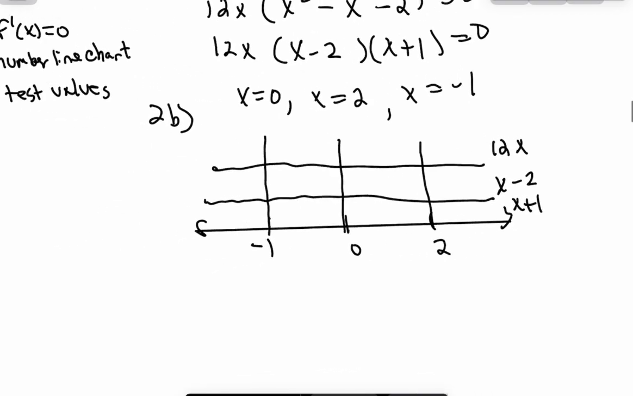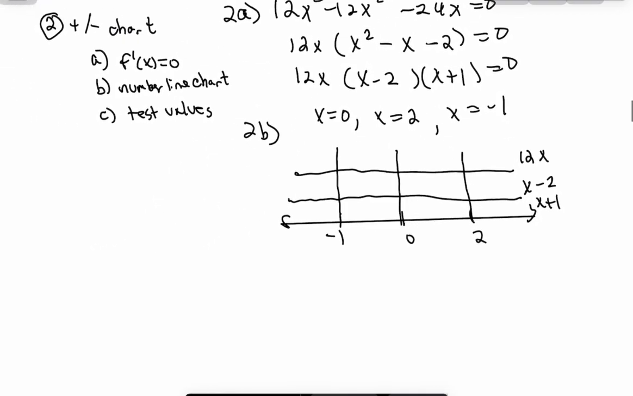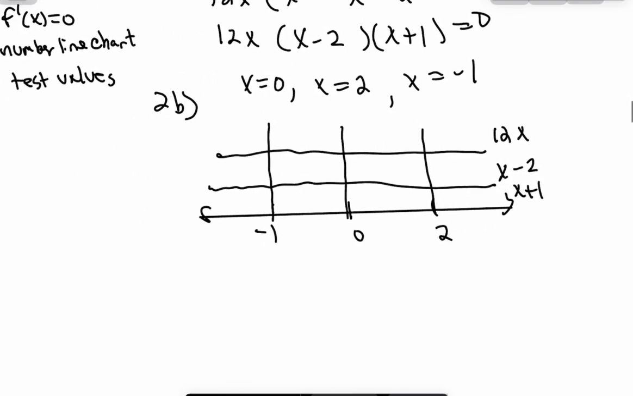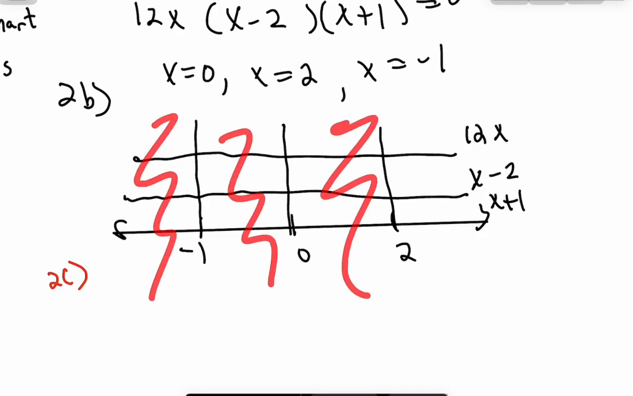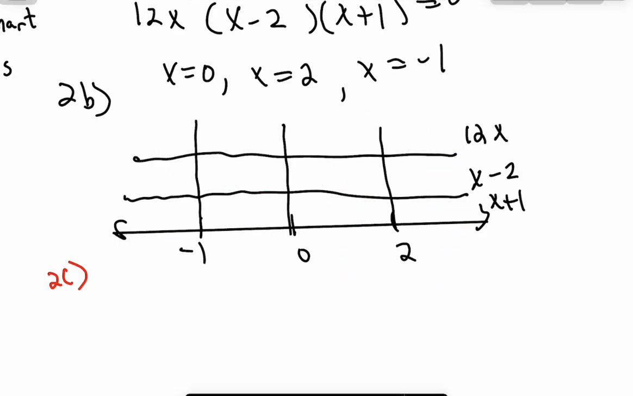Okay. So in 2C, once we've made our number line chart, we have to test values. Let's take some numbers on the number line that are test values. What I mean by test values is I need a number over here, a number over here, a number over here, a number over here. I need 4 numbers. A number to the left of negative 1 is negative 2. Now, you can pick any number over there.